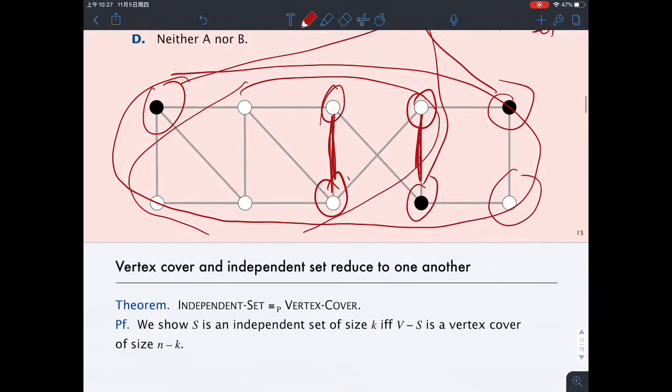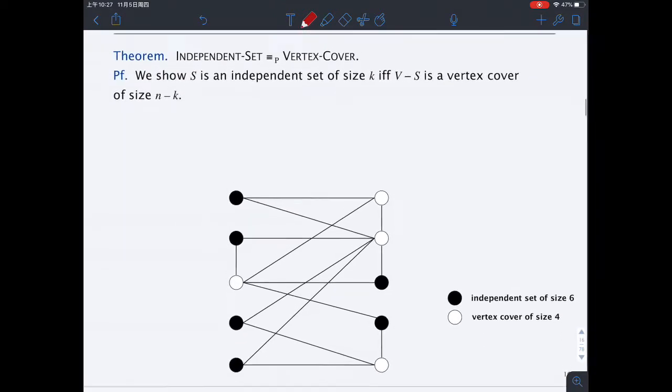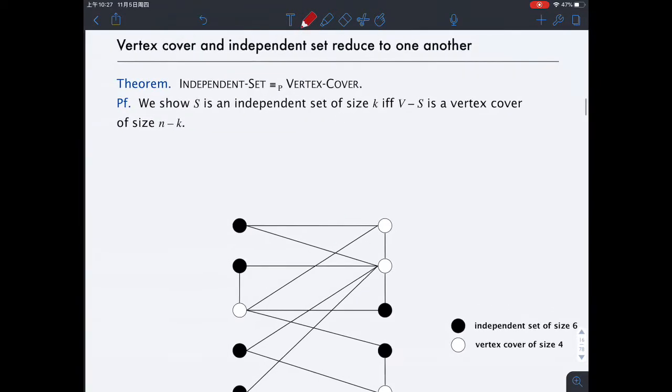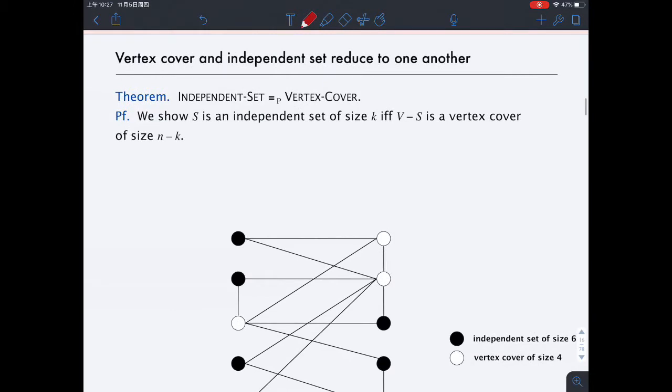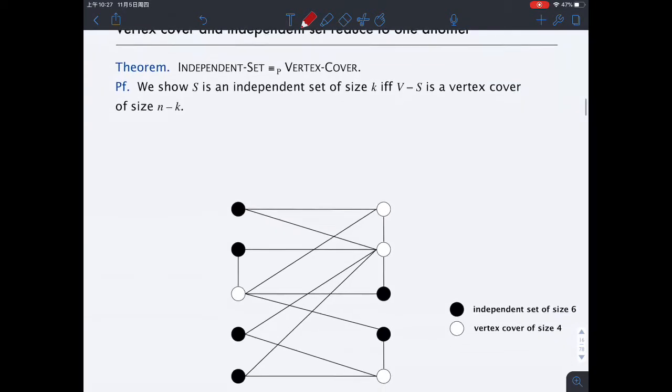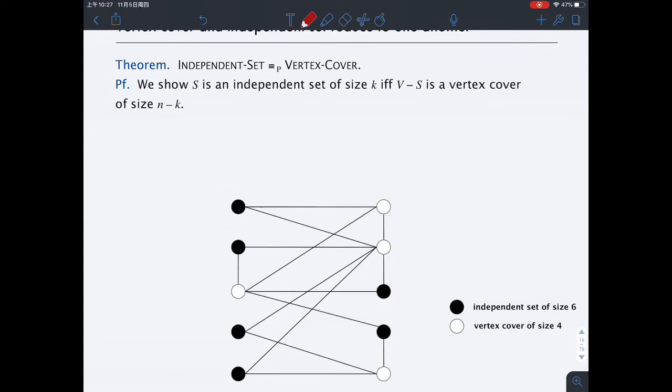I think we are running out of time. At least we won't be able to finish the entire proof establishing the relationship between the independent set and vertex cover. So we're going to leave that for the next lecture.